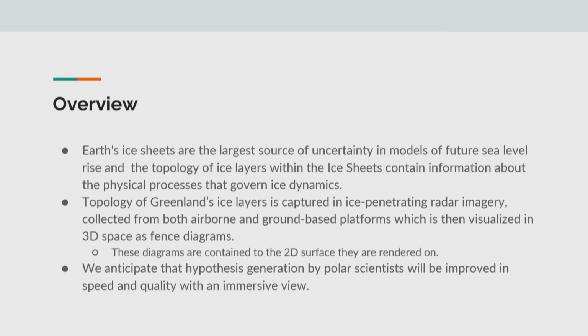Overview. Earth's ice sheets are one of the largest sources of uncertainty with sea level rise. Their melt contributes a lot, not necessarily to sea level rise around Greenland, but to other parts of the world where the water flows differently. So we want to know a lot about the topology of the insides of the ice sheet, because that informs how ice flows, ice dynamics, that type of thing.